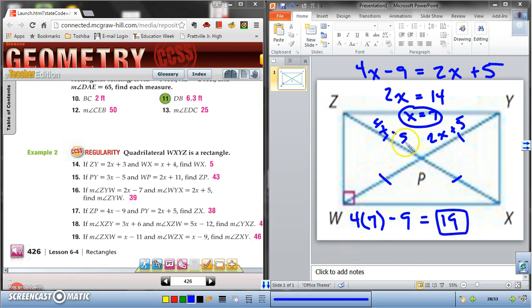And that was ZP, and you're asked to find ZX. Okay, well, ZX is twice what ZP is. So ZX has a measurement of 38 units, or just 38.